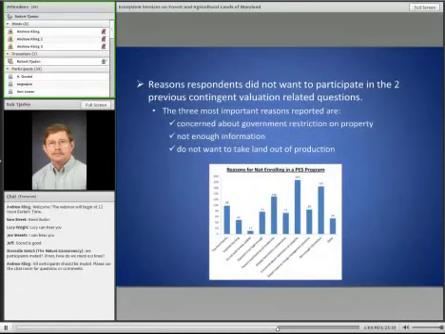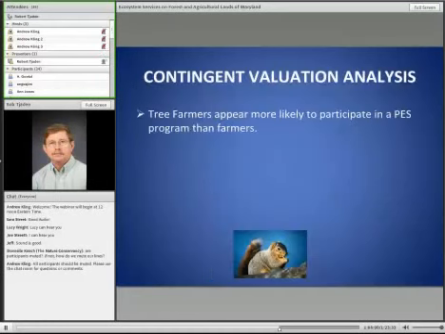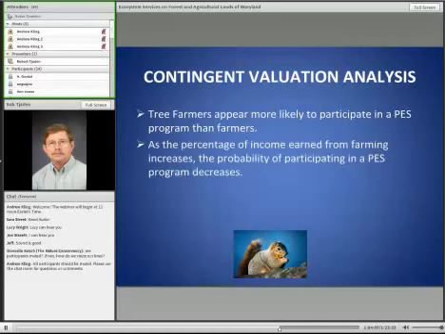Contingent valuation analysis: tree farmers appeared more likely to participate in programs than farmers, bottom line. As the percentage of income earned from farming increases, the probability of participating in a program decreases. So the higher the percent of your income from farming, the lesser the probability you would enter these types of programs. Payment levels have a positive and significant impact on participation in programs to protect wildlife, but not on participation in programs intended to clean air and water, as we described earlier.